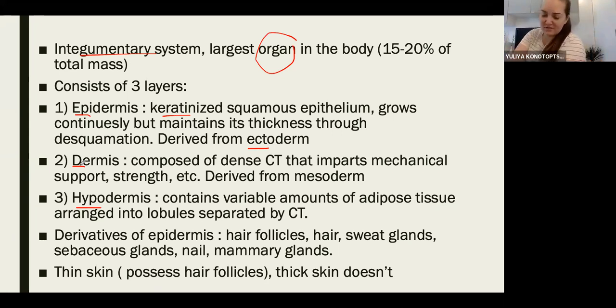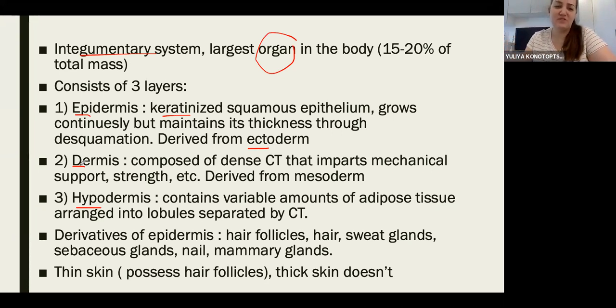What are the derivatives of the epidermis? So that's your hair follicle, hair, sweat glands, sebaceous glands, nails, and mammary glands. You actually have a separate topic in your final oral, which literally says appendages of epidermis. No, appendages of skin. That's what it says. Appendages of skin, that's derivatives of epidermis. So you talk about this.